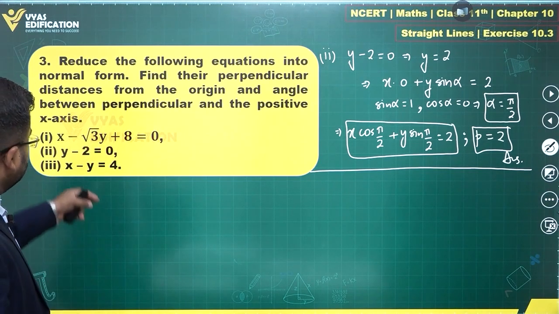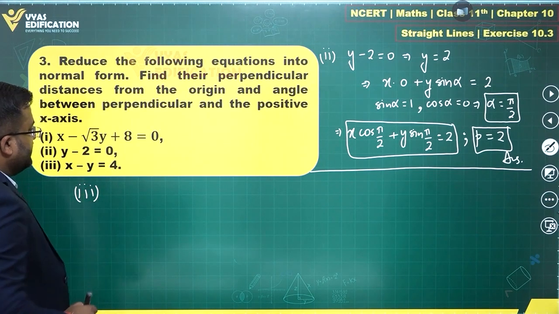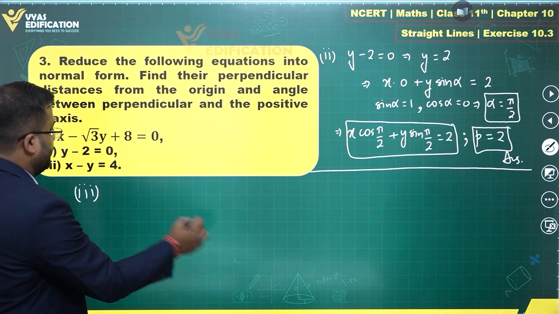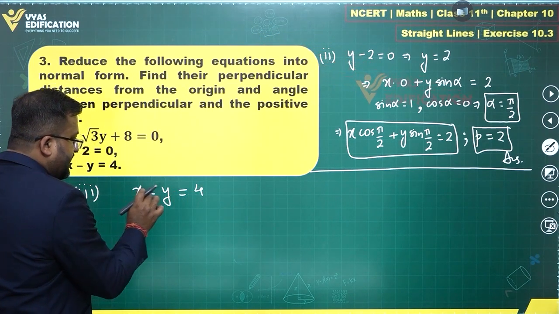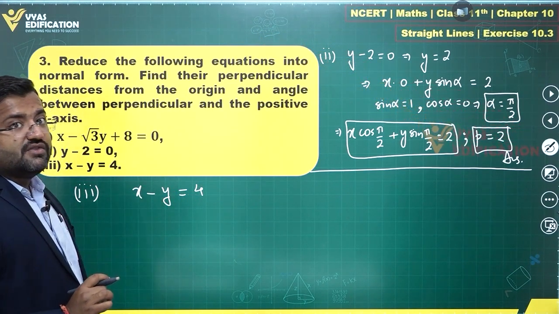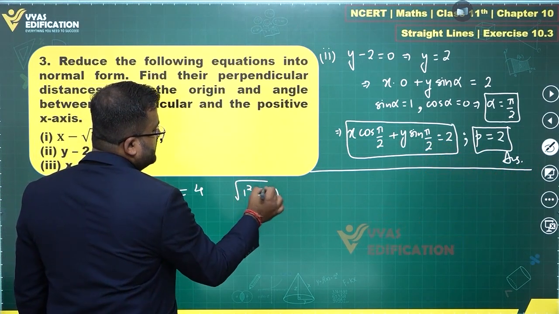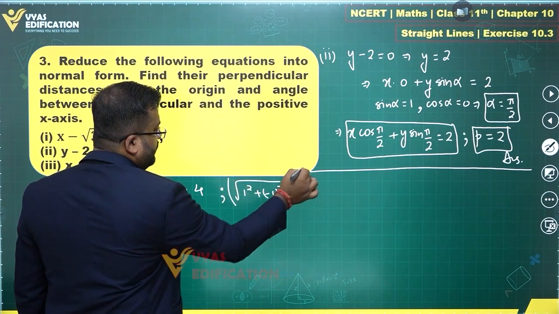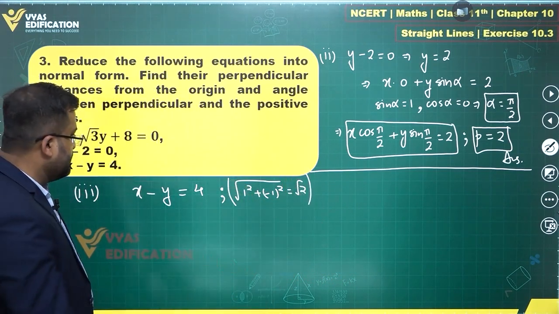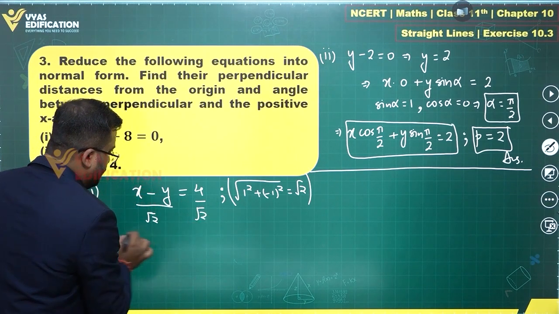What about the third part? So let's begin the third part over here. Next, the third part says you have x minus y is equal to 4. Let's begin with this, x minus y equal to 4, and 1 square plus minus 1 square. What is that? Under root of 1 square plus minus 1 squared. What is that equal to? Under root of 2. So let's divide by this under root of 2. That's what we are supposed to do. So let's divide by under root of 2 over here, and let's divide by under root of 2 over here.